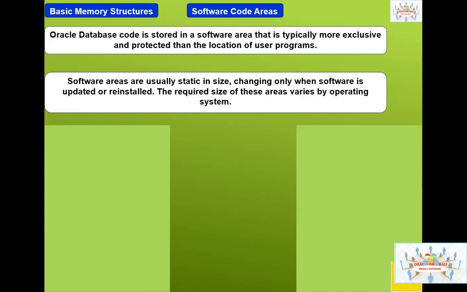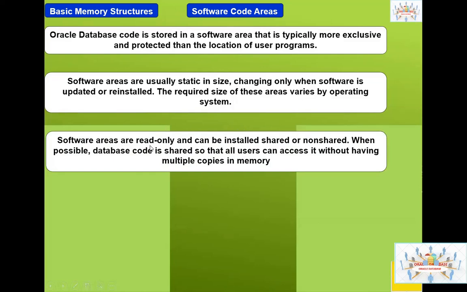These things are not usually updated unless a software update or patching is going on, or new software is being installed. Software areas are usually static in size, changing only when software is updated or reinstalled. The required size of these areas varies by operating system. Software areas are read-only and can be installed shared or unshared, depending on OS support. When possible, database code is shared so that all users can access it without having multiple copies in memory.